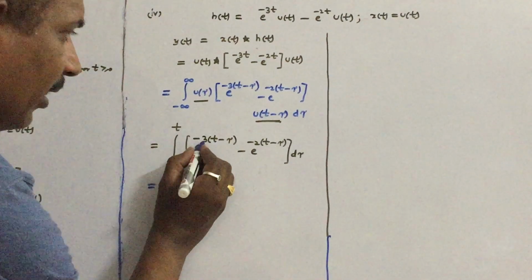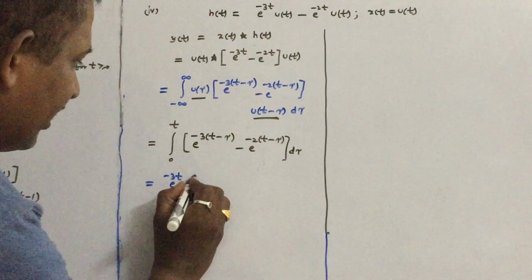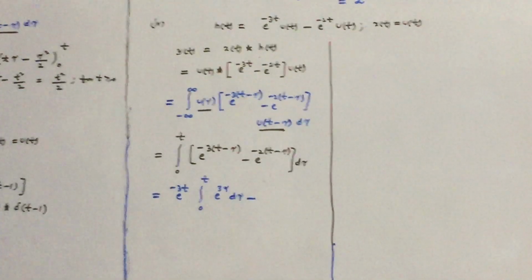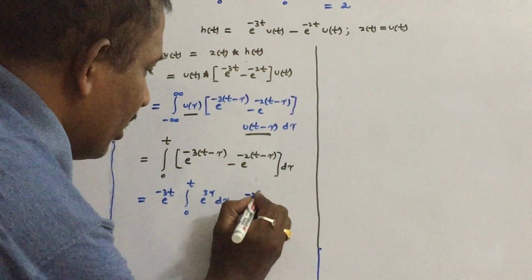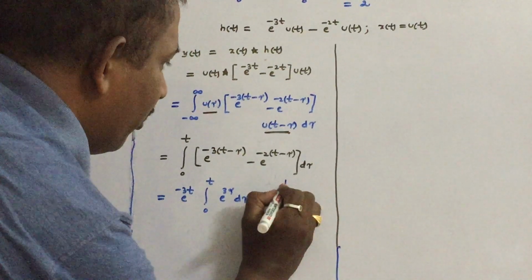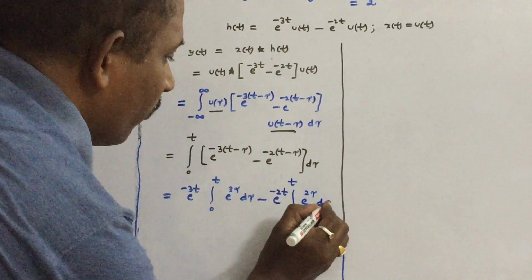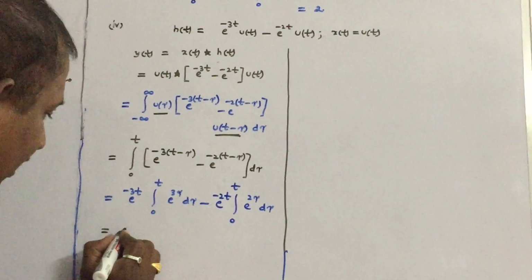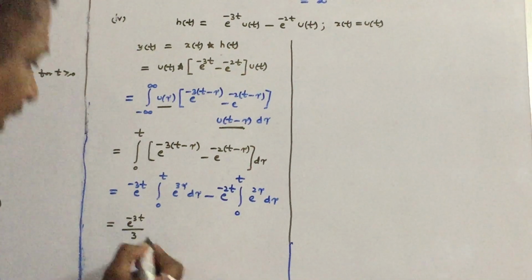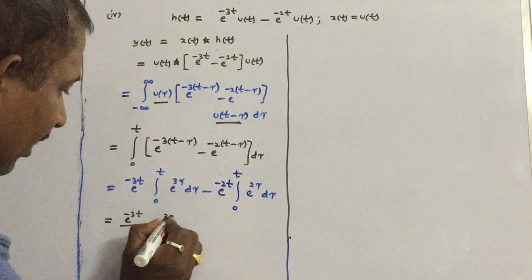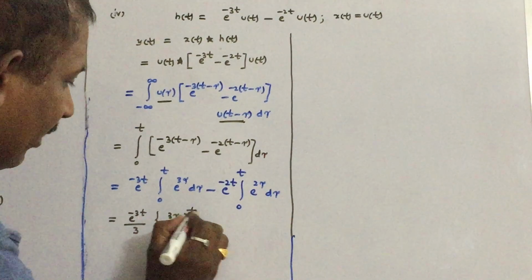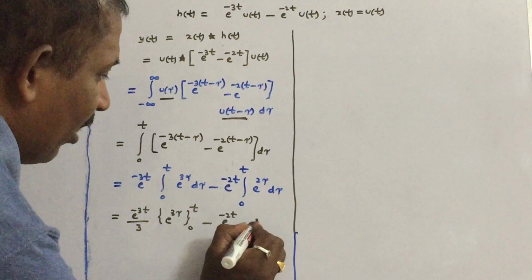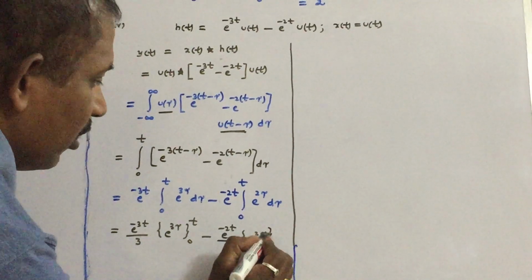For the first integral, e to the power minus 3t is constant, so just take e to the power minus 3t outside: integral 0 to t of e to the power 3 tau d tau. Minus, in the second integral, e to the power minus 2t is constant: integral 0 to t of e to the power 2 tau d tau. So we get e to the power minus 3t by 3 times e to the power 3 tau with limits 0 to t, minus e to the power minus 2t by 2 times e to the power 2 tau with limits 0 to t.